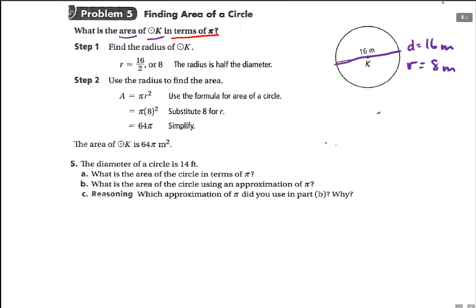And then I write my formula, pi r squared. I substitute in r, 8. I square 8. This is simply 8 squared. Square is just you multiply it by itself. And the area of circle K is 64 pi meters squared. Alright, pause the video and do the next problem.